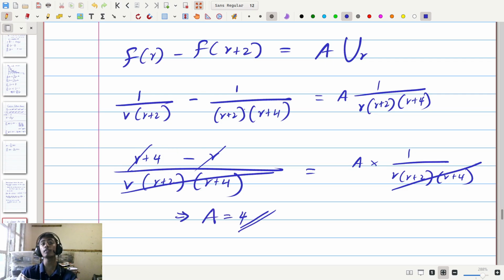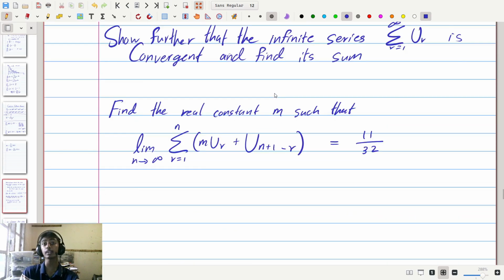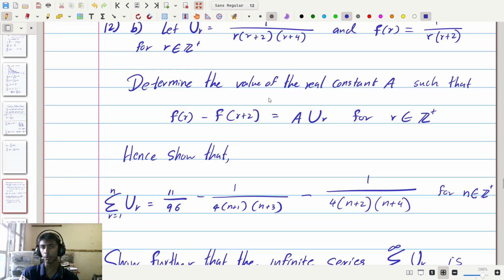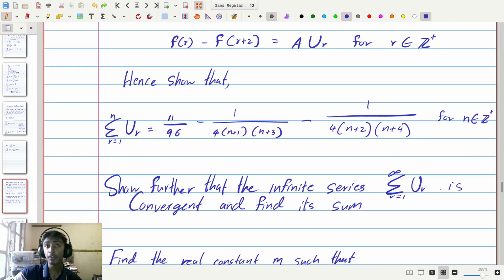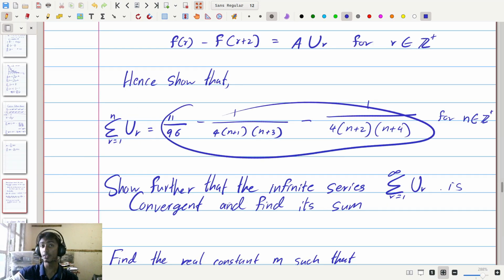Hence we have solved the very first question, which is to find the real constant a such that that equation holds. So now we have found that the real constant a such that f of r minus f of r plus 2 is equal to a times u of r is equal to 4. The next part of the question asks us to hence show that this partial sum from r equals 1 up to n of u of r is equal to all of this stuff here.